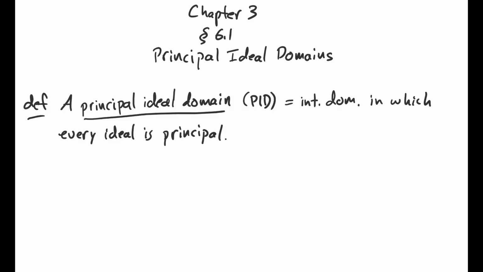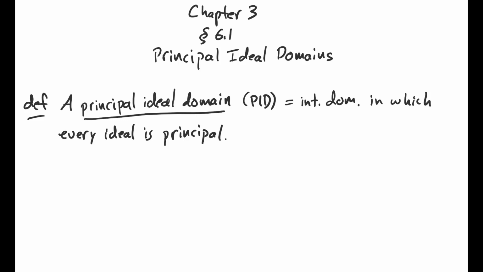All right, welcome back. Today, Chapter 3, Section 6.1, Principal Ideal Domains. These are very special types of domains, but they come up often enough and are useful enough that they deserve their own little section.